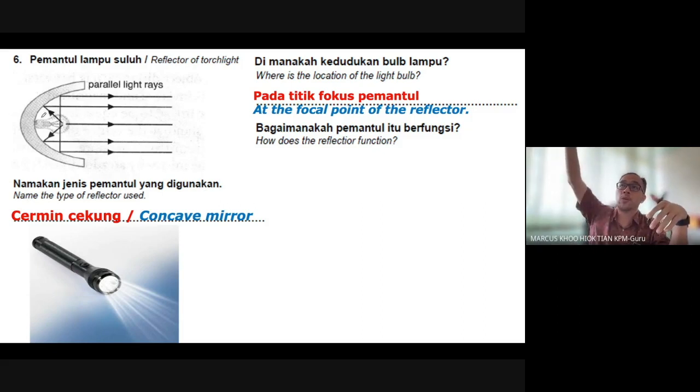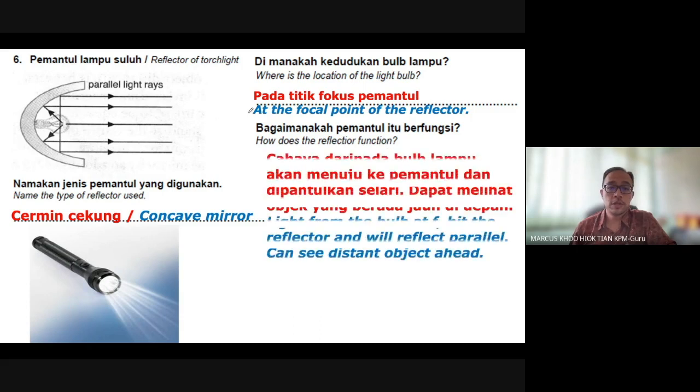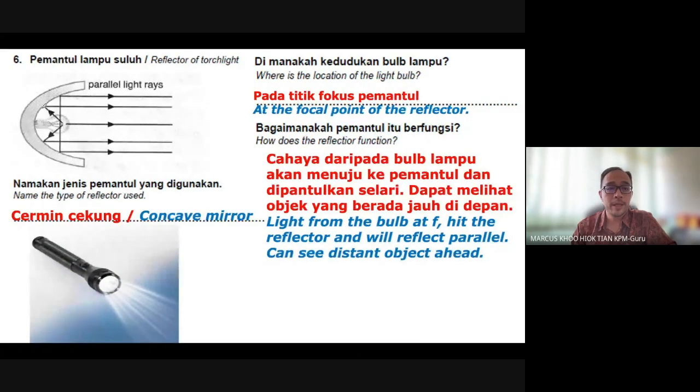For the satellite dish, the wave comes to the dish and reflects onto the receiver. For the light bulb case, the light bulb shines the light onto the mirror, and then the mirror shines the light out parallelly, because of ray number two. So how does it function? The light from the bulb is at the focal point. It hits the reflector and will reflect parallel. And this gives us a very bright parallel light because of the reflector.